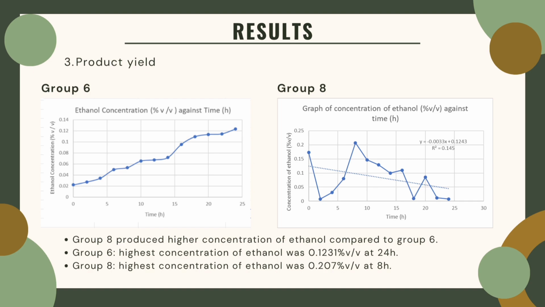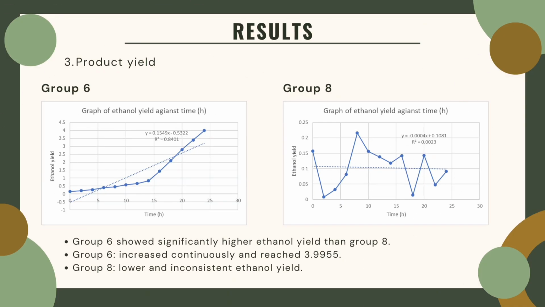Group 6 showed a gradual increase, reaching its maximum at 24 hours, while Group 8 peaked earlier at 8 hours before fluctuating. The plotted regression line confirmed that Group 8 produced higher ethanol concentration, but with less stability compared to Group 6. Next, this graph shows the ethanol yield against time. Group 6 displays a continuous increase, reaching 3.9955 by 24 hours, while Group 8 shows lower and inconsistent yield values throughout the fermentation process.